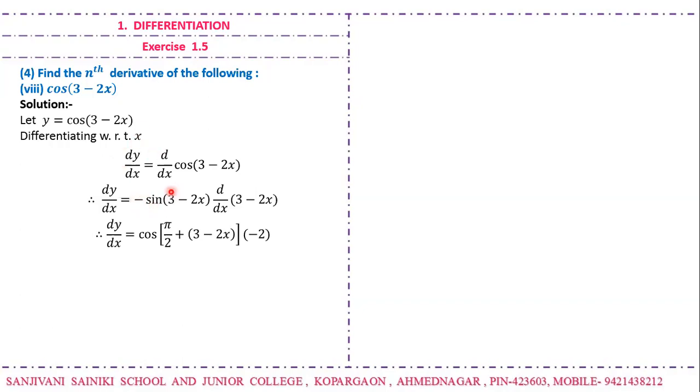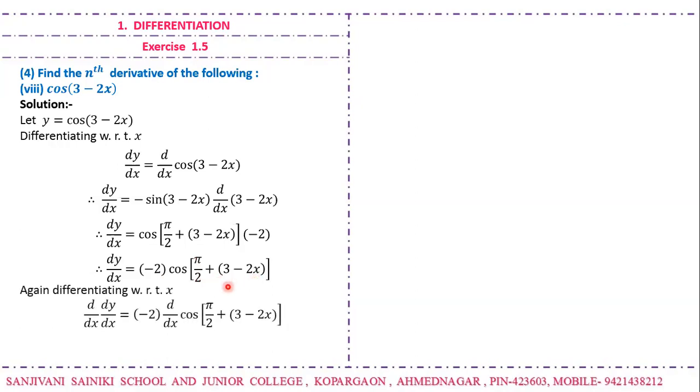So I will convert this minus sin theta into cos 90 plus theta. So this is cos 90 plus theta into minus 2. So I keep this minus 2 in front. So dy by dx is equal to minus 2 into cos of pi by 2 plus 3 minus 2x. Now again differentiate this equation with respect to x. So minus 2 into d by dx of cos of pi by 2 plus 3 minus 2x. Now minus 2 is a constant, we can keep it as it is.